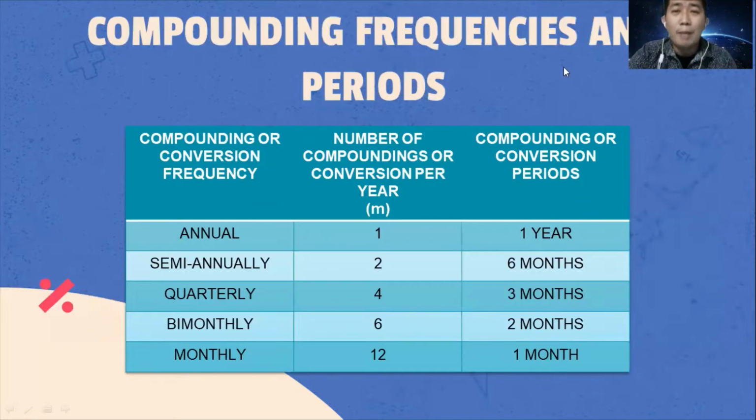We have compounding frequencies and number of periods. For compounding or conversion frequency: annual, we have 1 compounding or conversion per year. Semi-annually, we have 2. Quarterly, we have 4. Bi-monthly, we have 6. Monthly, we have 12 compoundings per year.